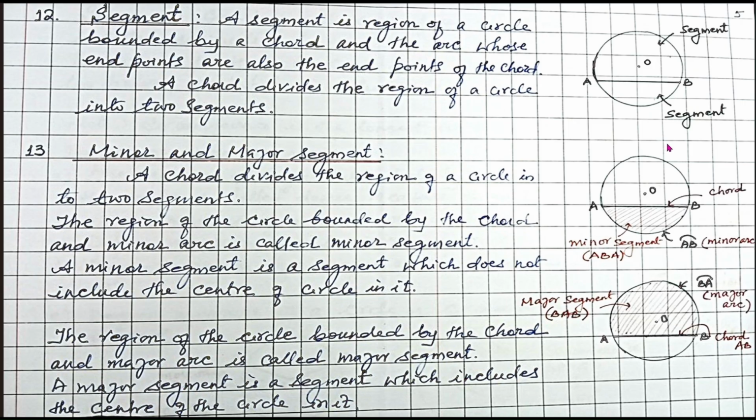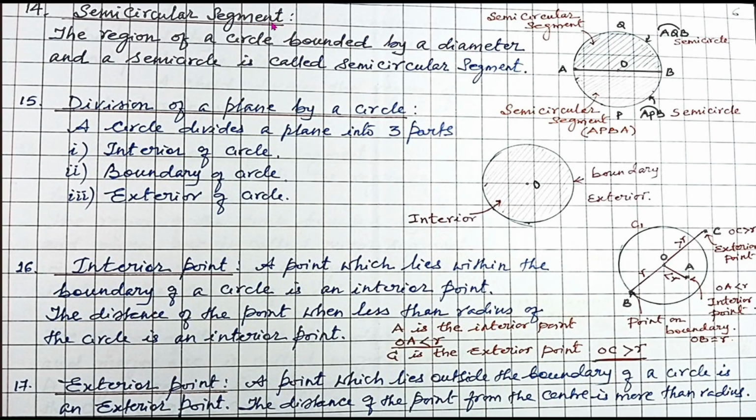Now if you observe these two diagrams here, AB is a chord and arc AB is a minor arc, and ABA is a minor segment. Whereas if you look at this figure, AB is a chord and BA is the arc, BA is a major arc, and therefore this is a major segment. Remember that. And also one more important point, in a minor segment the center of the circle is not included, whereas in a major segment the center of the circle also gets included in the major segment. Remember that.